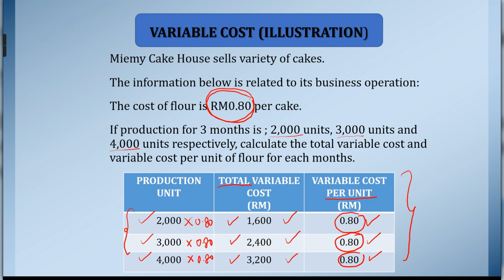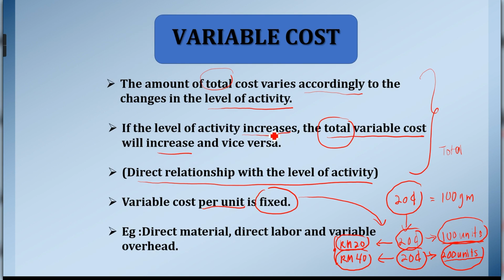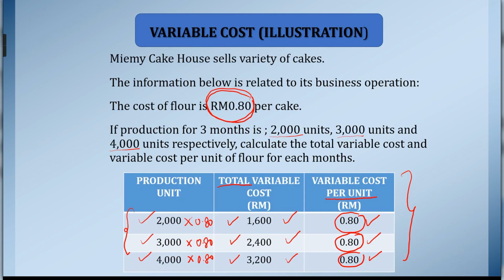You won't get the same amount, because it varies. As I said earlier, the level of activity plays an important role, as it will change the total cost in the production. That is why every month you are going to get a different total variable cost, because it moves according to the level of activity, or in this situation the production units. So the variable cost per unit is fixed, but the total variable cost varies according to the level of production units. Okay, so this is for variable cost.